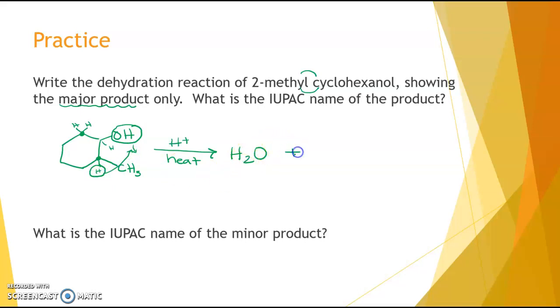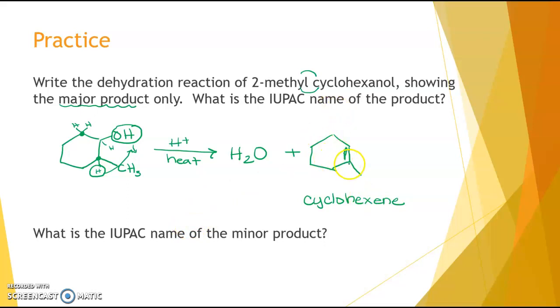So then when I go to draw my structure over here, I'll draw it as similar as possible. I'm going to put my methyl group right there. And this is where my hydroxyl group was. It's no longer going to be there, but I'm going to have a very horribly drawn double bond in its place between what was carbon 1 and carbon 2. And what's the IUPAC name of this? So I can see this is cyclohexene.